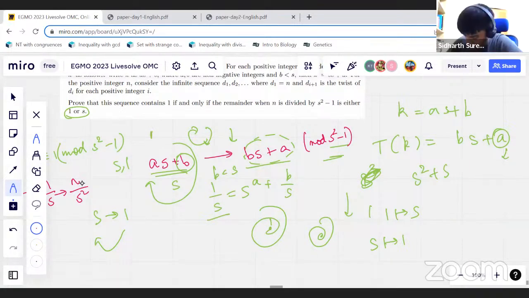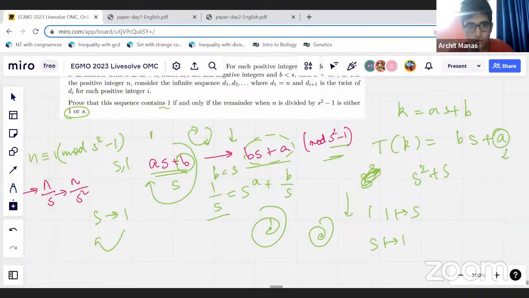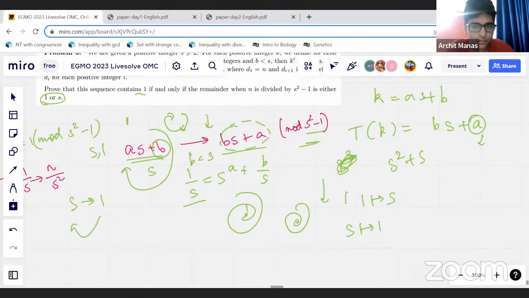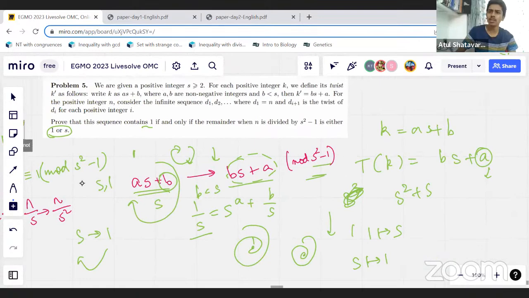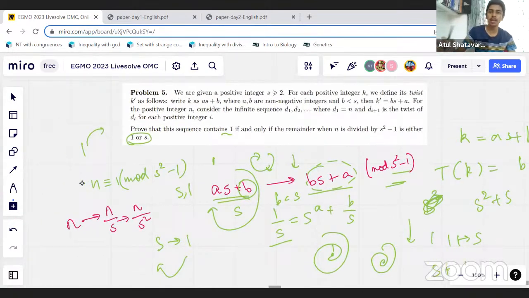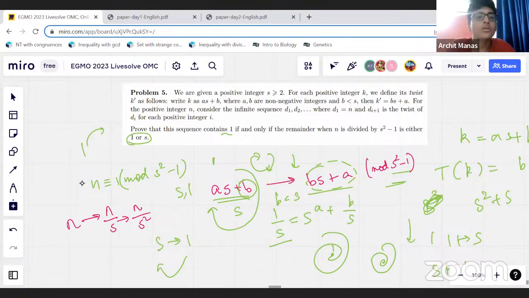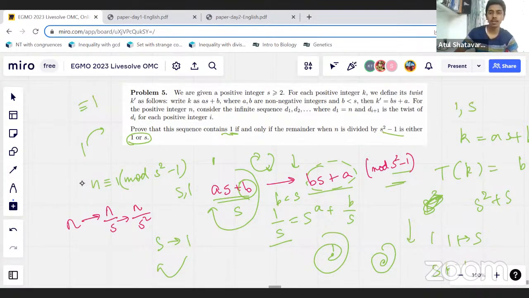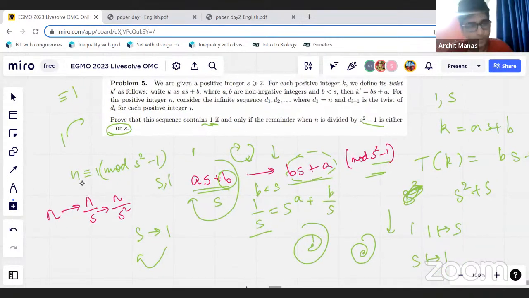The other thing is, how do you prove that if it eventually contains 1, then it began with 1 or S? I think that's easy by backtracking, probably. Not even inductively, just backtrack. If it contains 1, it's congruent to 1 modulo S square minus 1 eventually, and modulo S square minus 1 you're only dividing by S. Okay, fine, so done already.